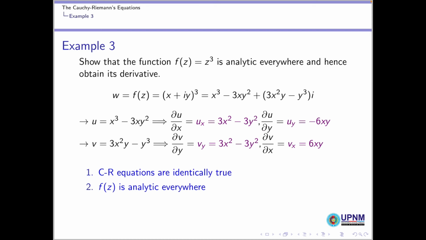So the next question is to obtain the derivative of that function. We obtain the derivative using u_x plus v_x i, which is equivalent to 3z squared.